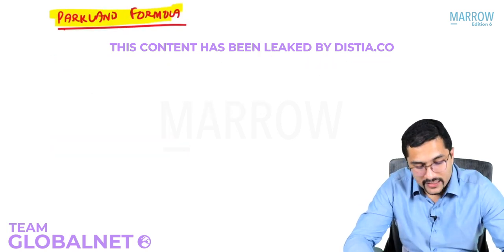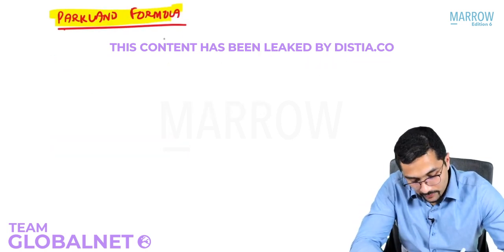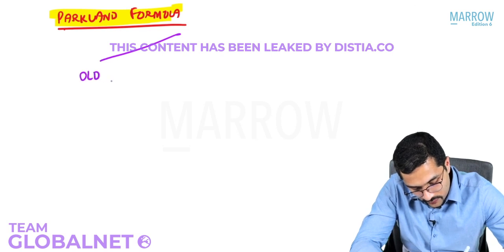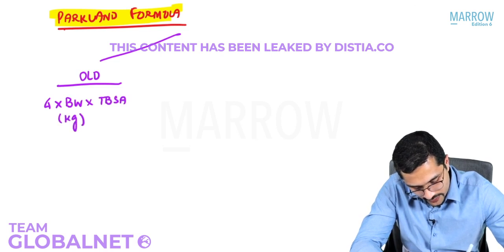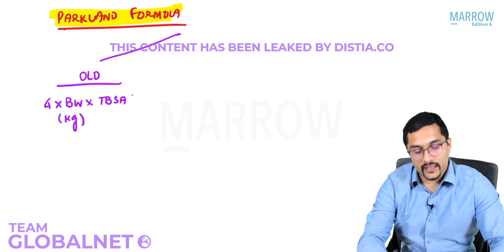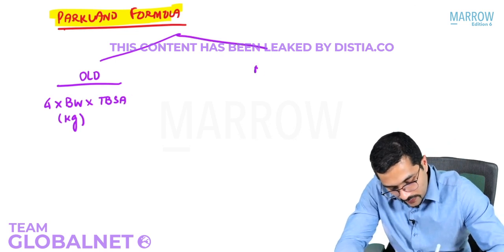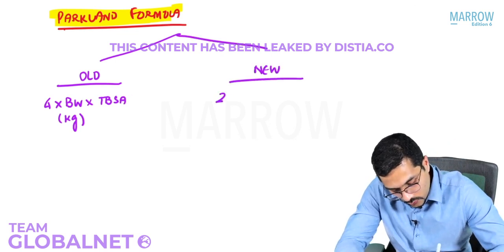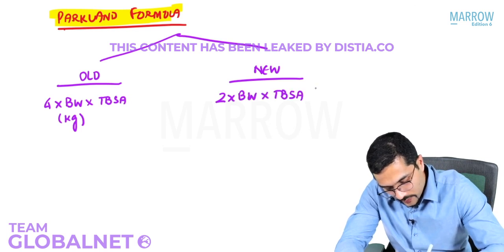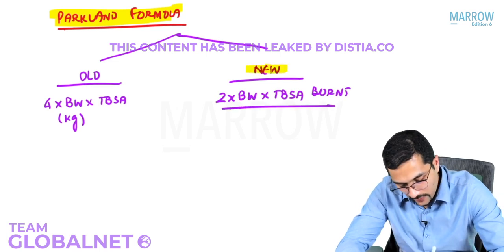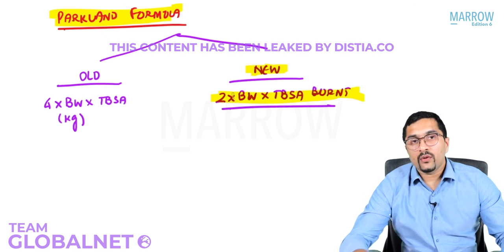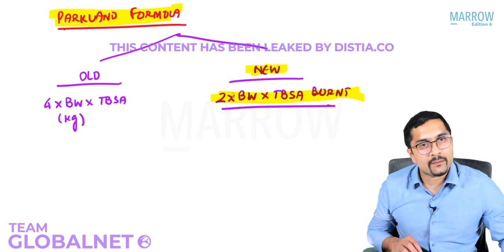Now, the update in the Parkland's formula you really need to remember. The old Parkland's formula was 4 into body weight into total body surface area. This is body weight in kgs and this is total body surface area. But the new Parkland's formula is 2 into body weight into total body surface area burnt.